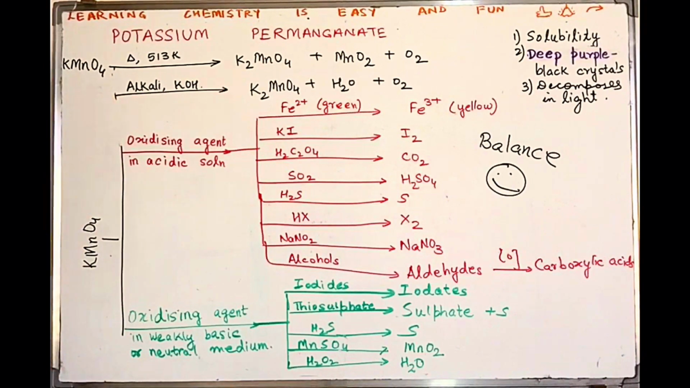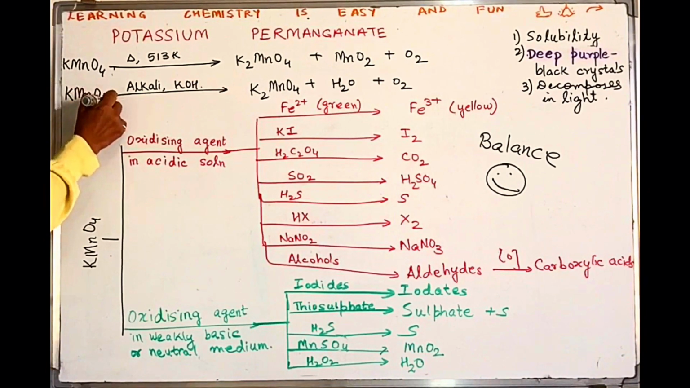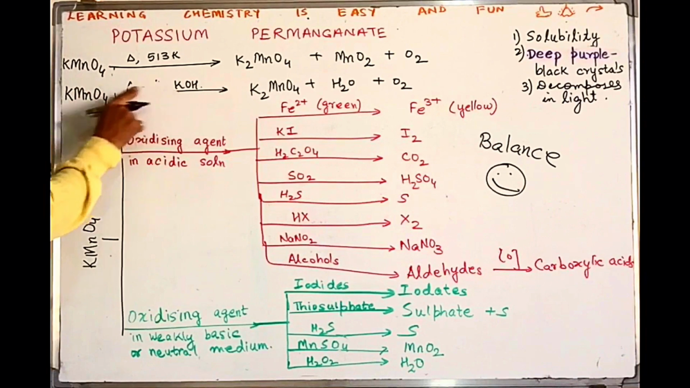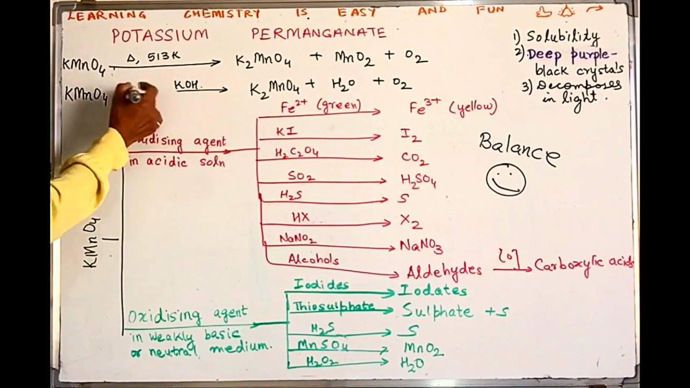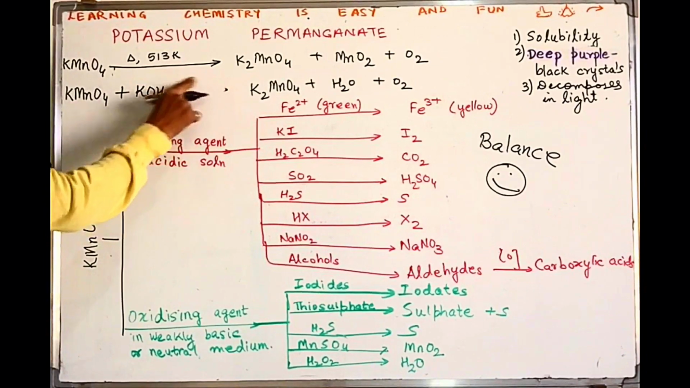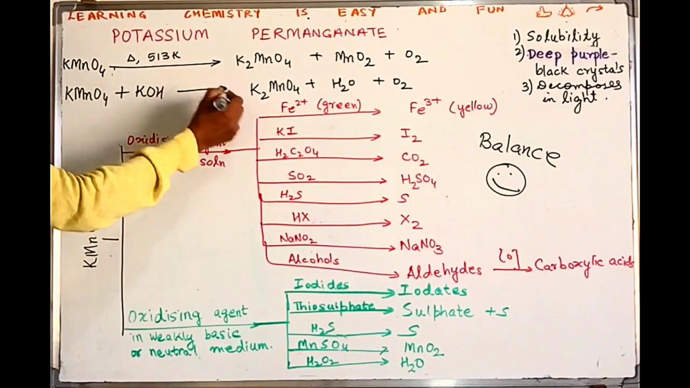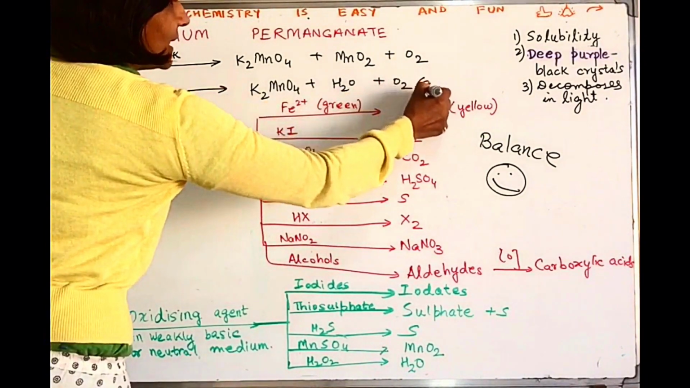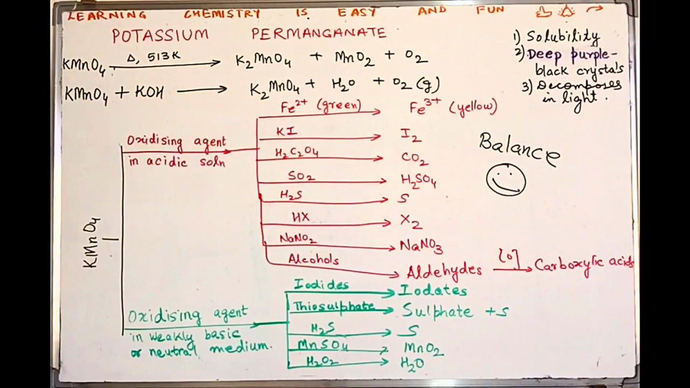Second equation, KMnO4 plus alkali. So what we've got over here is KMnO4 plus KOH gives us K2MnO4 plus water plus oxygen, which is a gas. Simple. Can you balance this equation? Very good. Let me now teach you the partial equations that you will write for the oxidizing behavior of KMnO4 in an acidic solution.